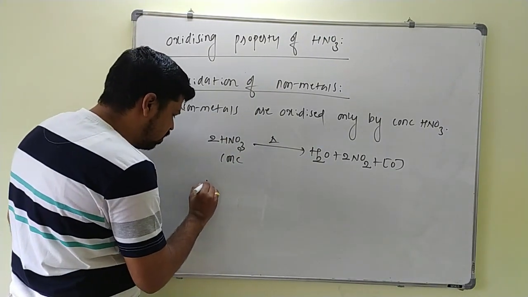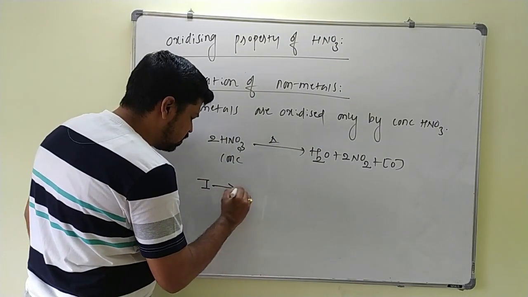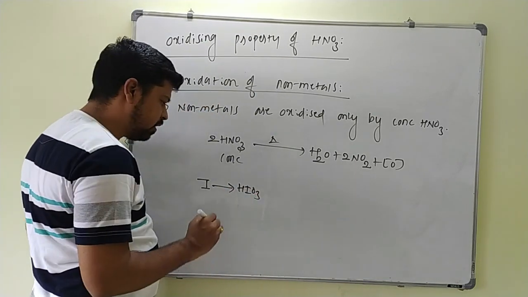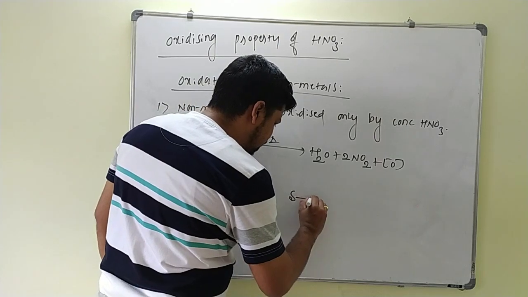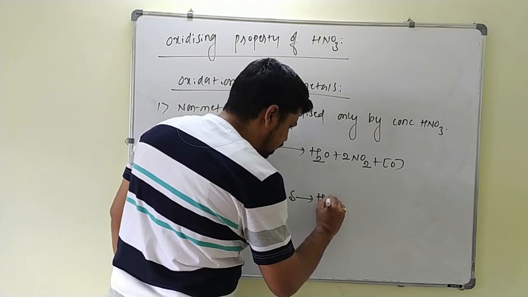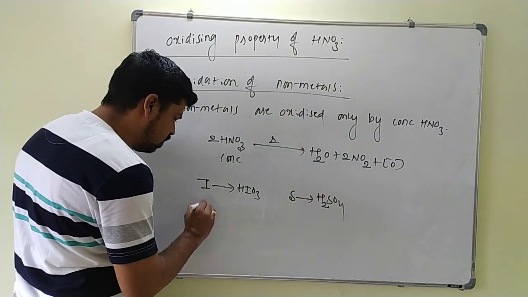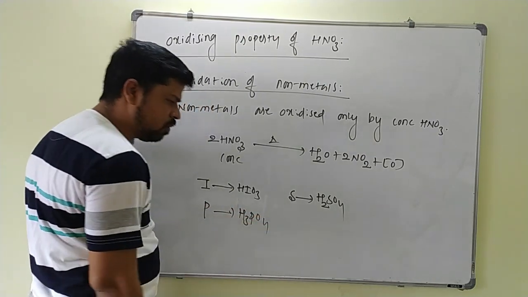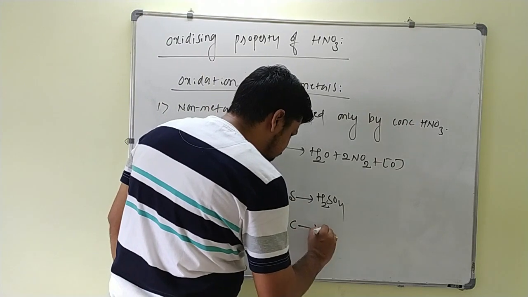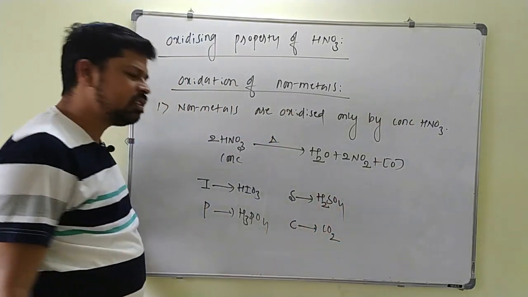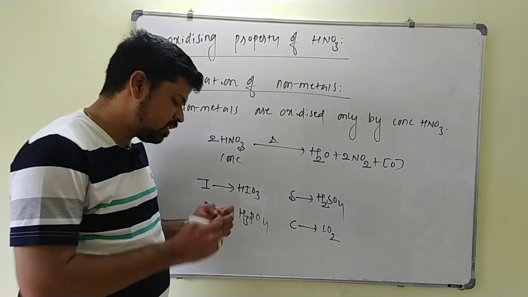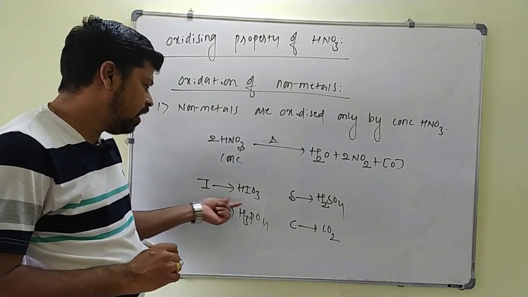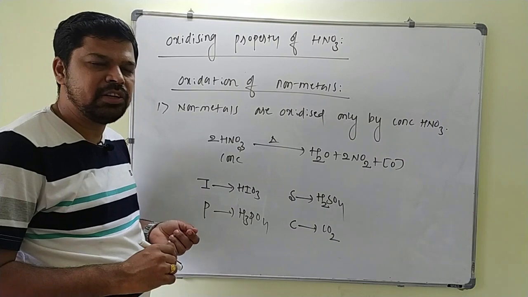Here I will write iodine is oxidized to its oxy acid, that is HIO3. Next, sulfur is oxidized to its oxy acid, that is H2SO4, sulfuric acid. Phosphorus is oxidized to phosphoric acid, H3PO4. Then carbon is oxidized to CO2. These reactions we have to write now. I'll write first the reaction of oxidation of iodine to iodic acid with HNO3.